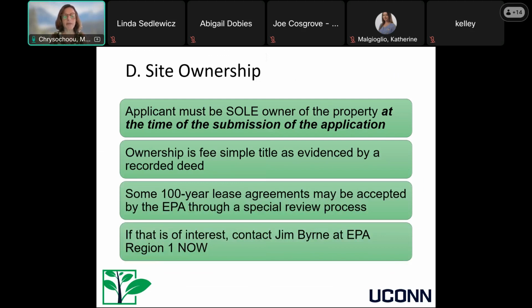So we have seen some other types of agreements that people have used. For example, some 100-year irrevocable lease agreements may be accepted by the EPA through a special review process. I can tell you right now that they're not big fans of that. But if this is a case where you absolutely cannot be the owner of the site, then you should contact, again, Jim Byrne at EPA Region 1 now.